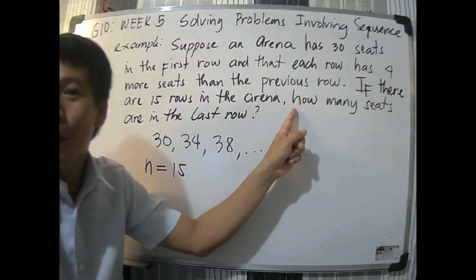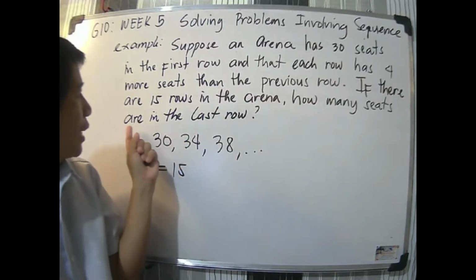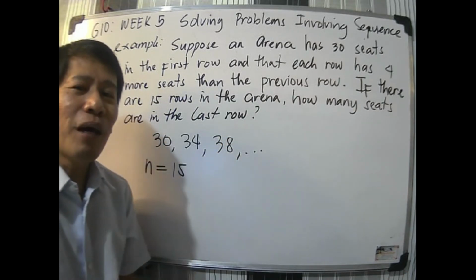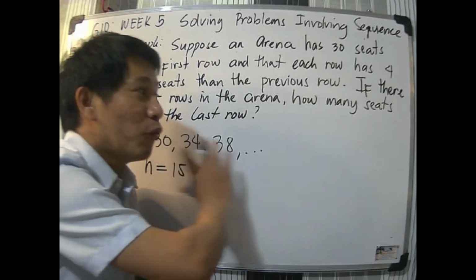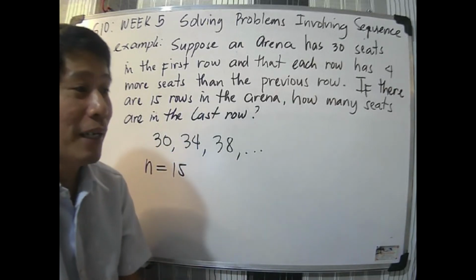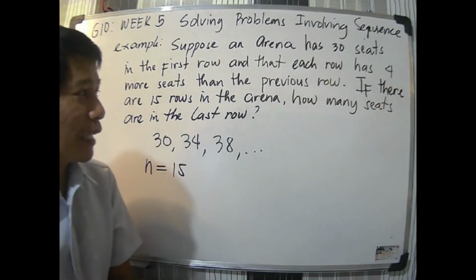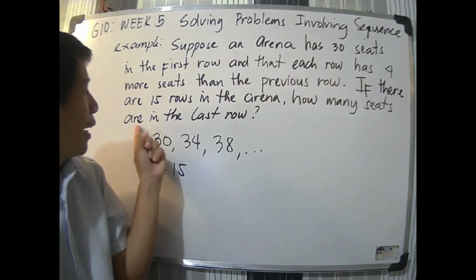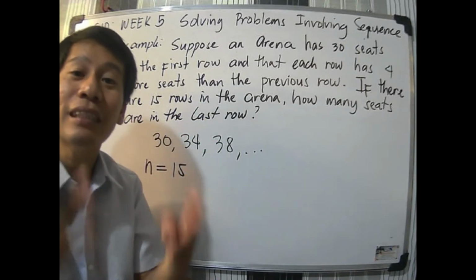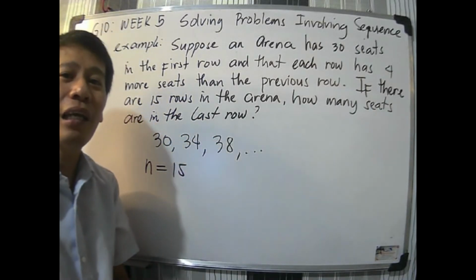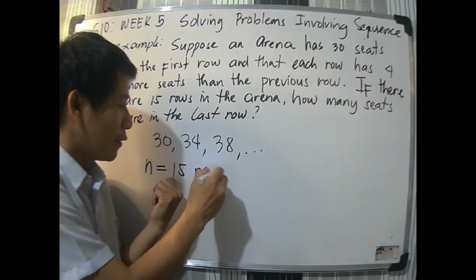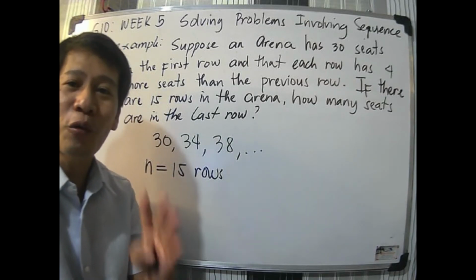Sabi dito, anong hinahanap? How many seats are in the last row? So, ano ibig sabihin? Ano ba ang hinahanap? Is it the sum of the seats, or ang tinatanong lang ay how many seats are in the last row? Sa pinaka-last na row, ilang seats meron? Ano ba yung pinaka-last na row ninyo? So, kung meron tayong 15 rows, right? Ano ang pinaka-last row natin?